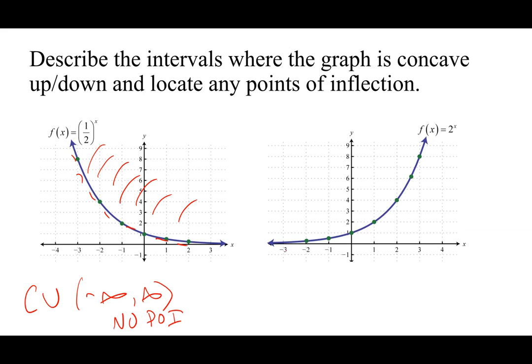And then over here on the right, all the tangent lines would still be below. All the water would still be held. So this is another example of a graph that's concave up the whole time. And again, there's no point of inflection. And again, notice that the graph on the left is entirely decreasing, where the graph on the right is entirely increasing. But that's perfectly fine that they're both concave up. So I kind of wanted to just show you a mix here.